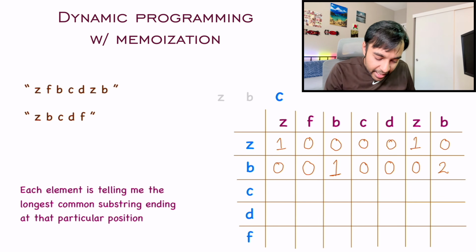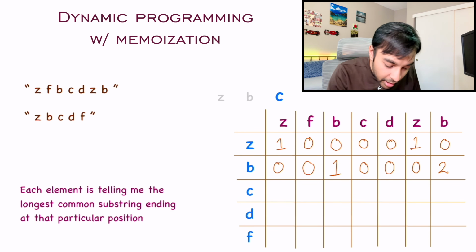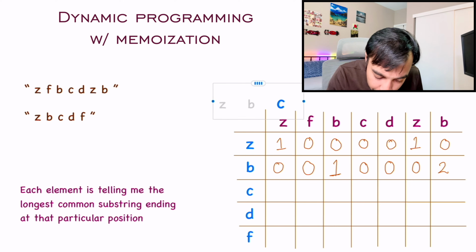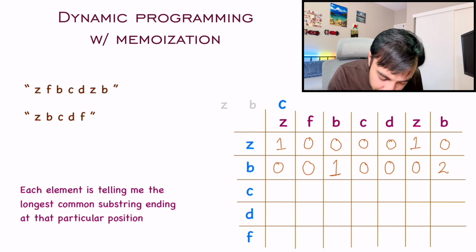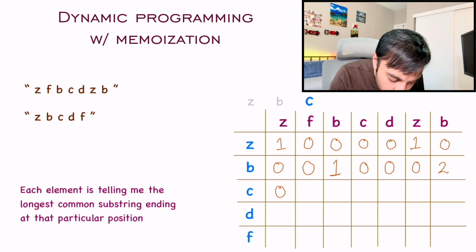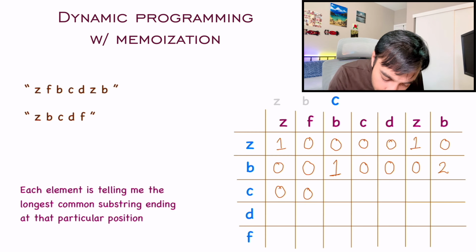The next character that I take up is C, right? So I have my character and now it will slide all the way. So Z and C are not matching. So I write down a 0 over here. Move ahead. C and F do not match. So I write down a 0. Move ahead. B and C also do not match. So write down a 0 over here.